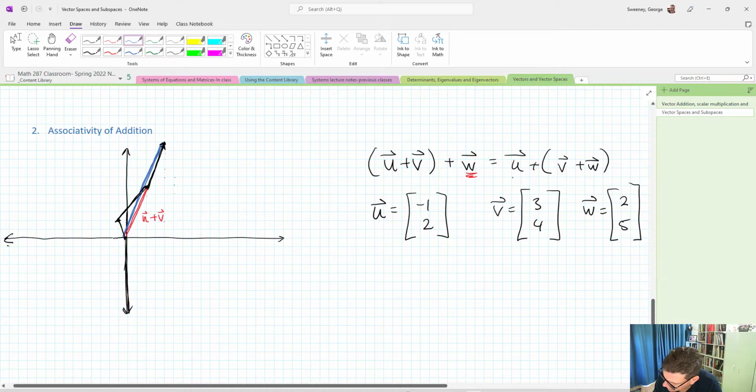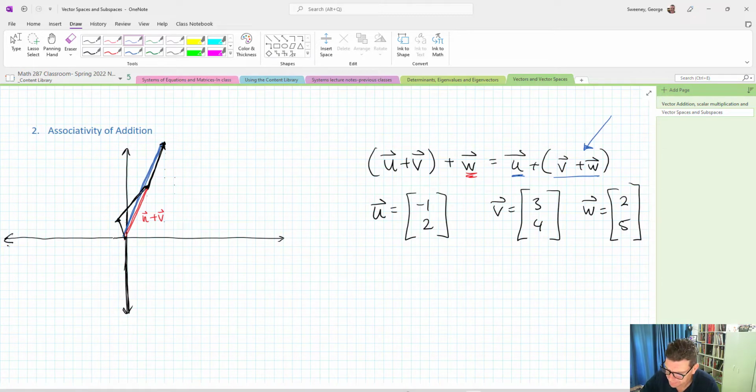Now go in and see if you can do u plus v plus w. So meaning you're going to do v plus w first, and then add u. So pause the video for a moment, and then let's go and do that.